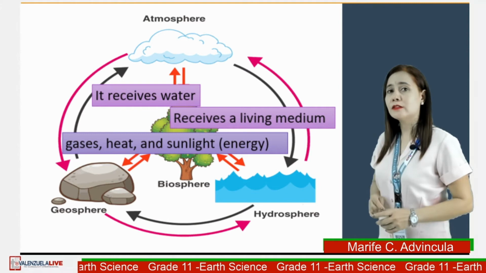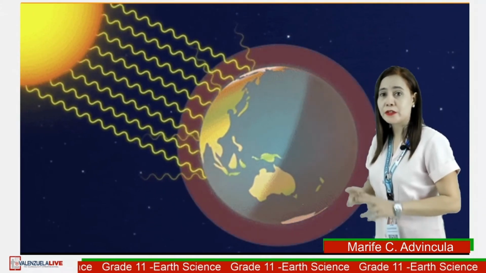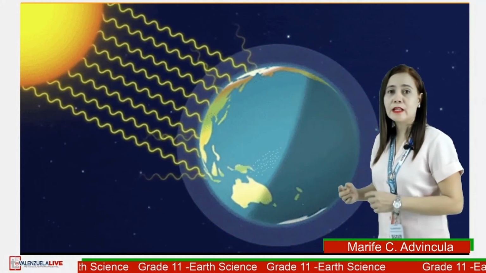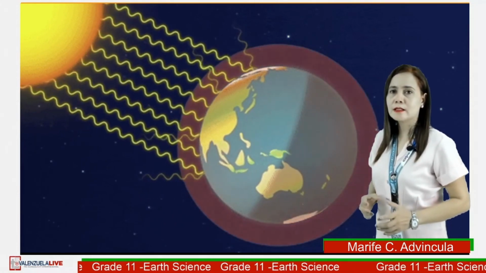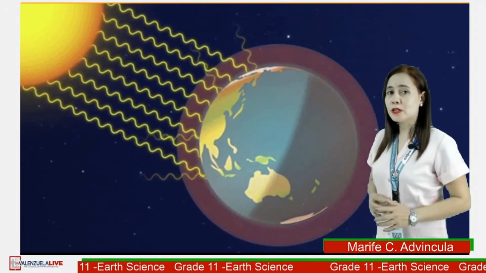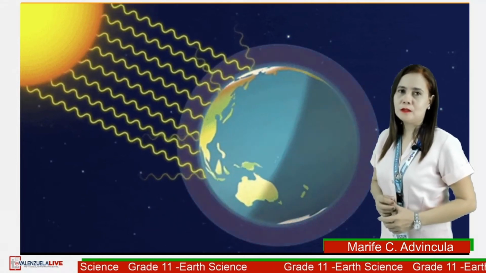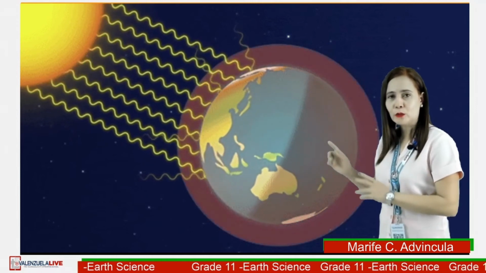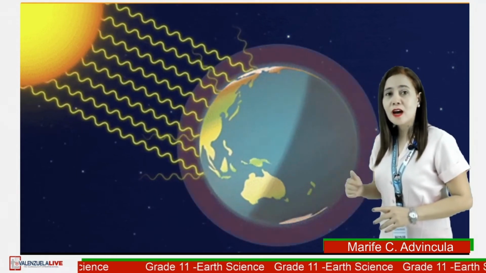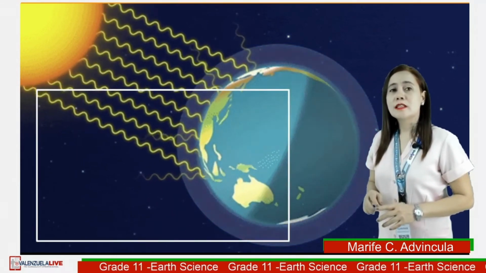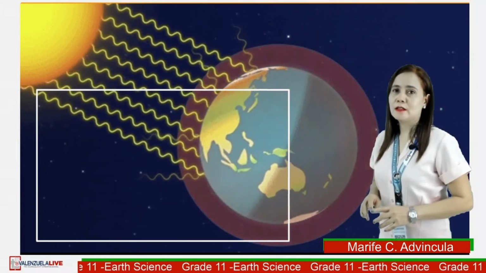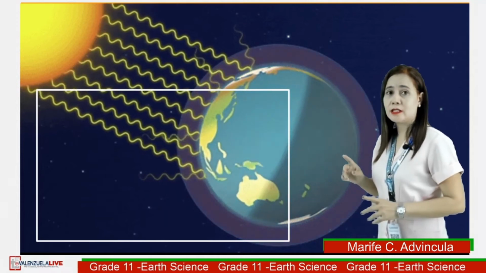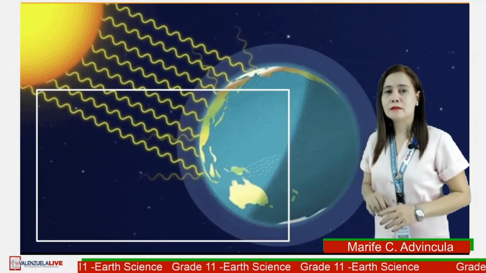Earth systems interact by exchanging matter and energy. The cycling of matter and energy in the Earth systems makes life on Earth really possible. Energy moves back and forth between spheres. The sun is the Earth's major source of energy. When light energy reaches the Earth, three things may happen.